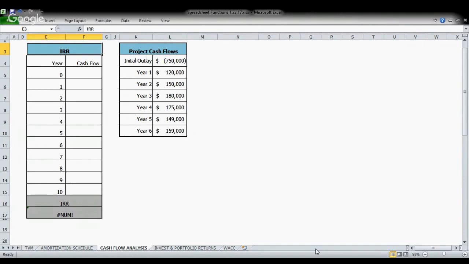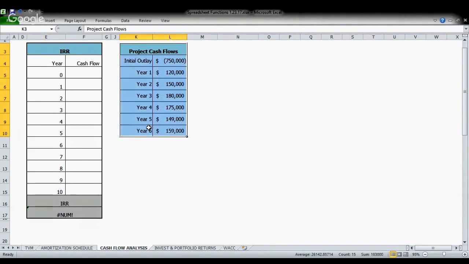Number two, internal rate of return really loses a lot of its value when you have unconventional cash flows. And what I mean by that is you'll see in our project cash flows here, we have one cash outlay and then we have cash inflows. When we get into a situation where we have multiple cash outflows, internal rate of return breaks down because mathematically there's actually more than one answer which can give you the internal rate of return.